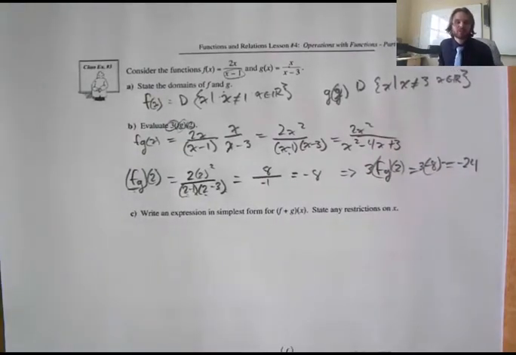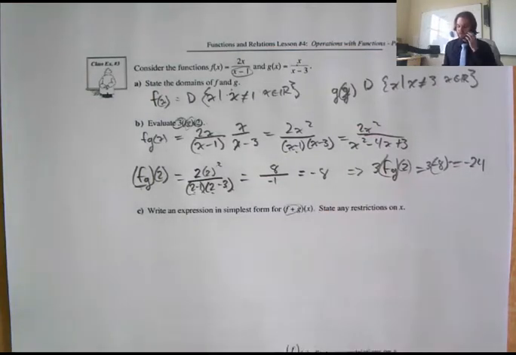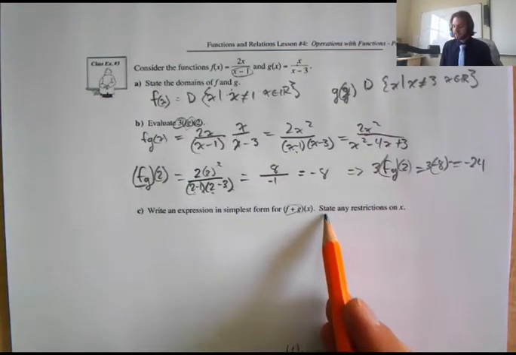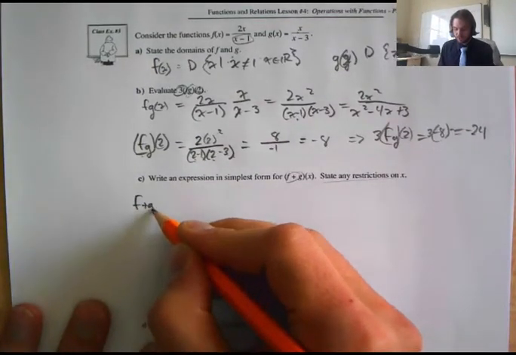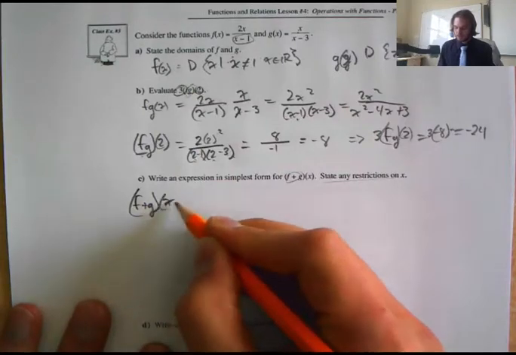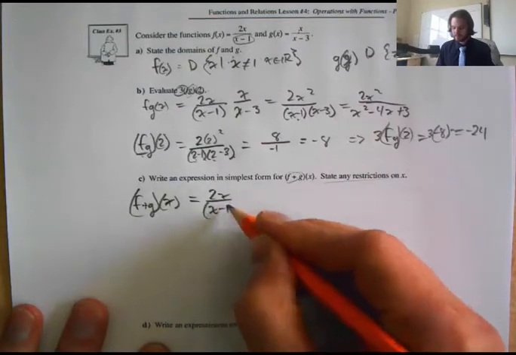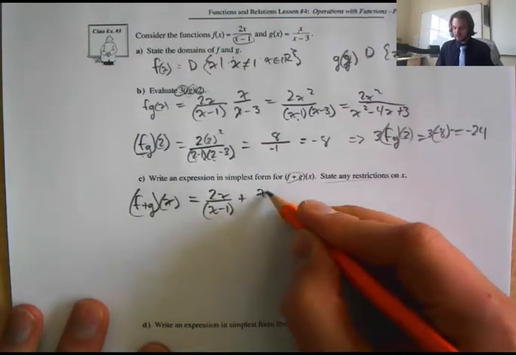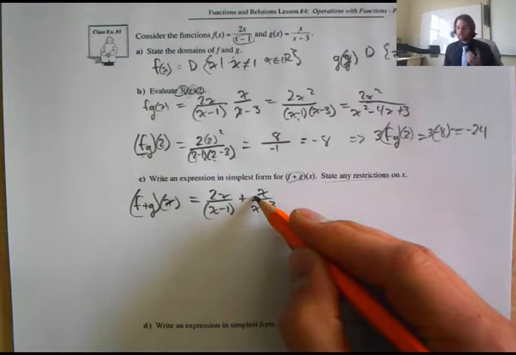Now it says write the expression in simplest form as an addition. So we want the sum of f of g of x, the sum of fg of x. State any restrictions on x. So now we want f plus g of x: 2x all over x minus 1, and we're adding x all over x subtract 3. These are now rational expressions that we're adding. What can x not equal? x cannot equal 1 or 3, like stated way up above.